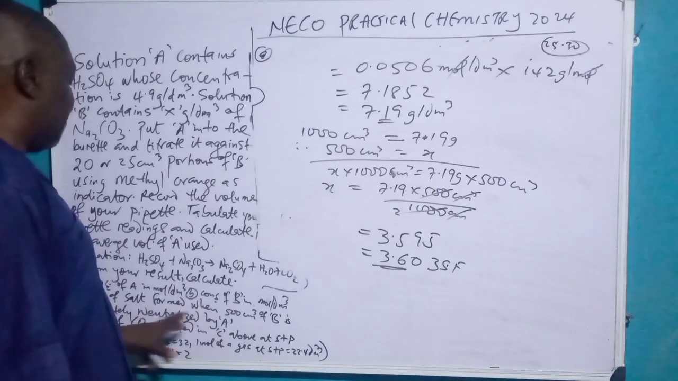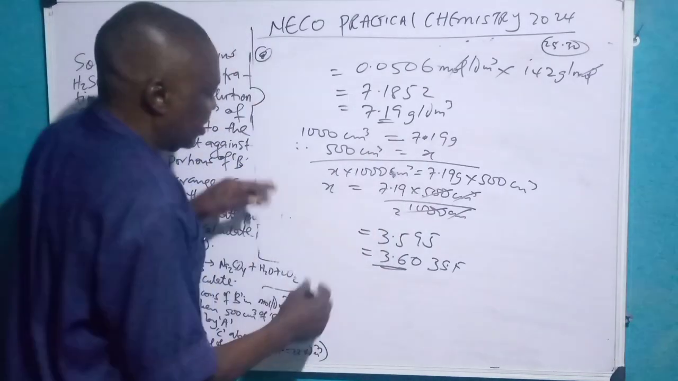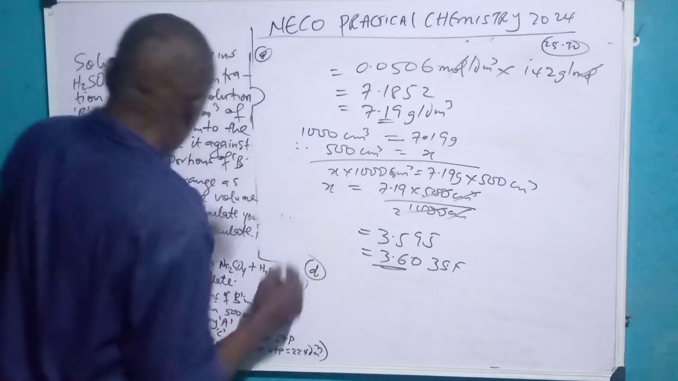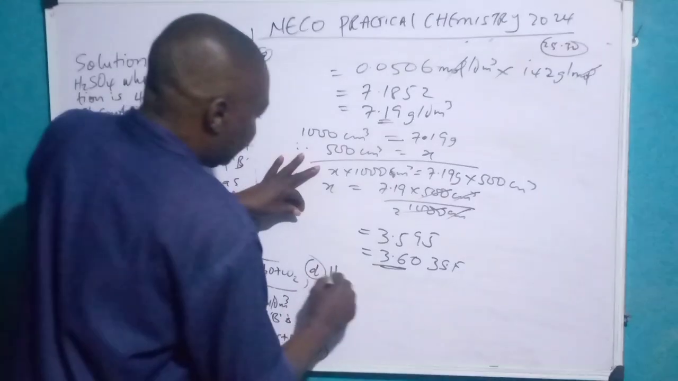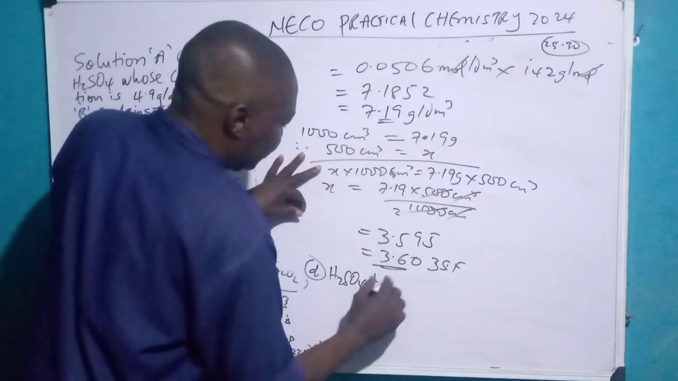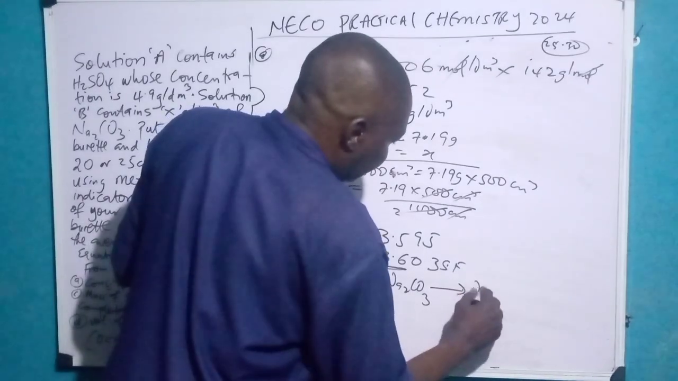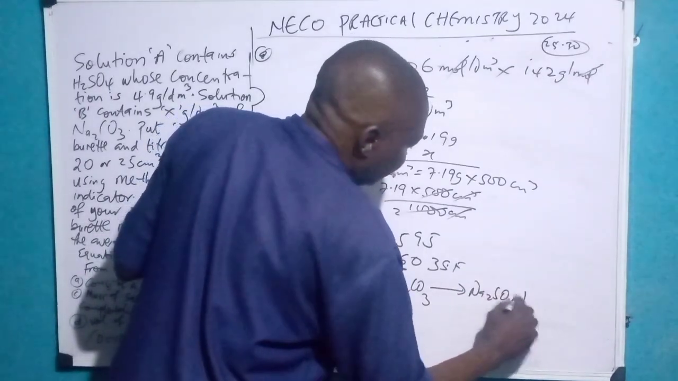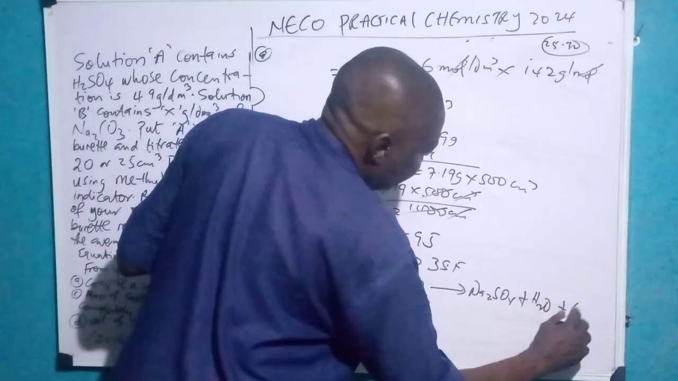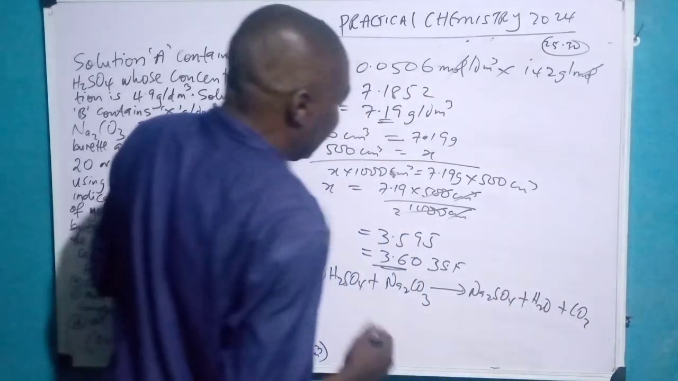Remember in C we are working with 500. We repeat the equation again. That's number D now. You have H2SO4 plus Na2CO3 to give you Na2SO4 plus H2O plus CO2. So this is what you have.